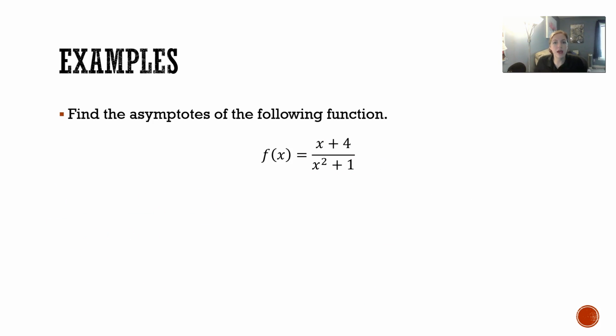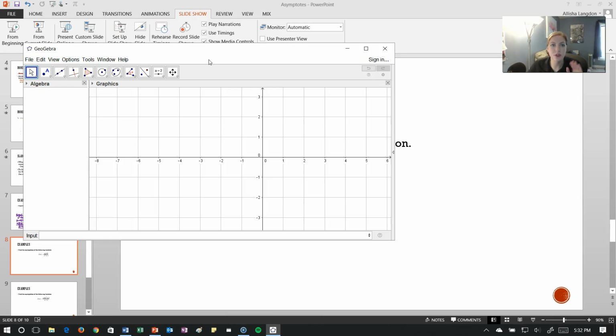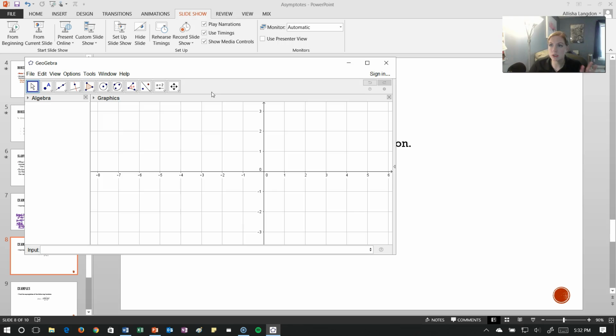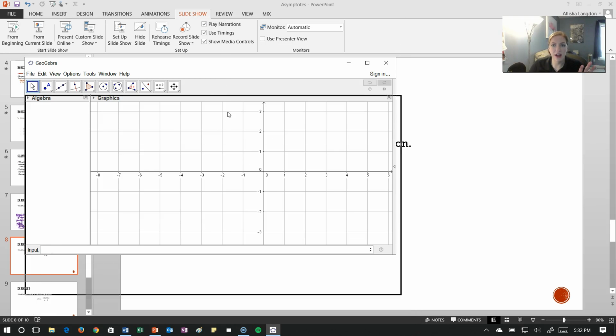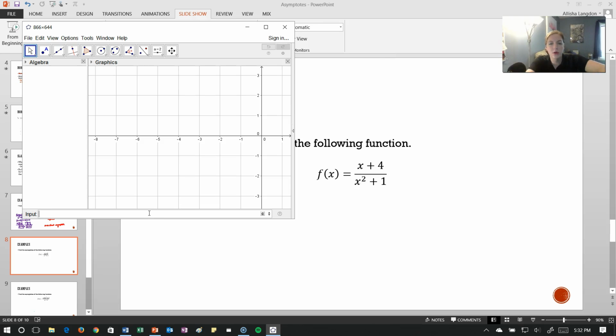Okay, so let's look at this example. So it's x plus 4 all over x squared plus 1. Now the first thing we want to do is go ahead and graph that function. So we're just going to grab GeoGebra, clean it up if you need to, delete your old functions. Then we're going to use that input line, just f of x equals, remember x plus 4 should be in parentheses, divided by x squared plus 1 in parentheses as well.